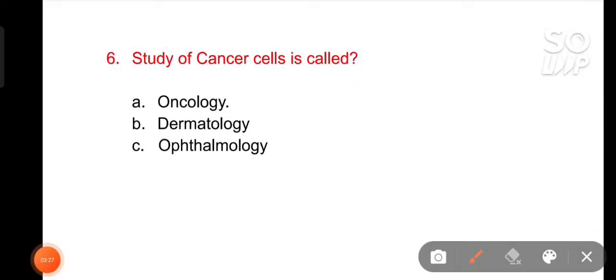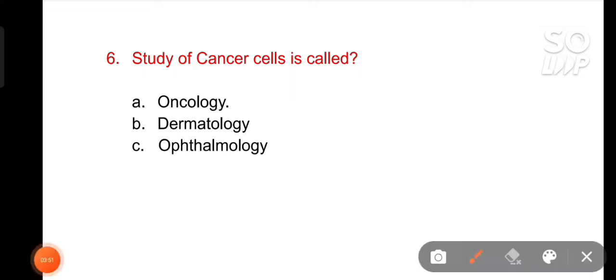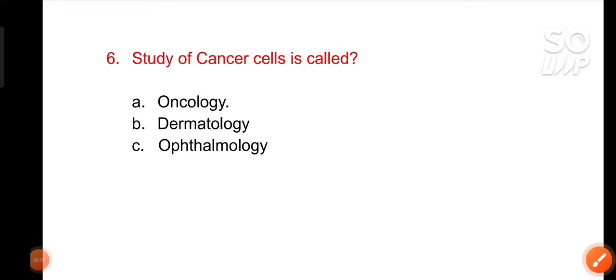The next question is, study of the cancer cells. When we are studying cancer cells, what do we call it? The options are oncology, option B, dermatology, option C, ophthalmology. I think this is a very easy question. The right answer is oncology. Oncology is the study of cancer cells.